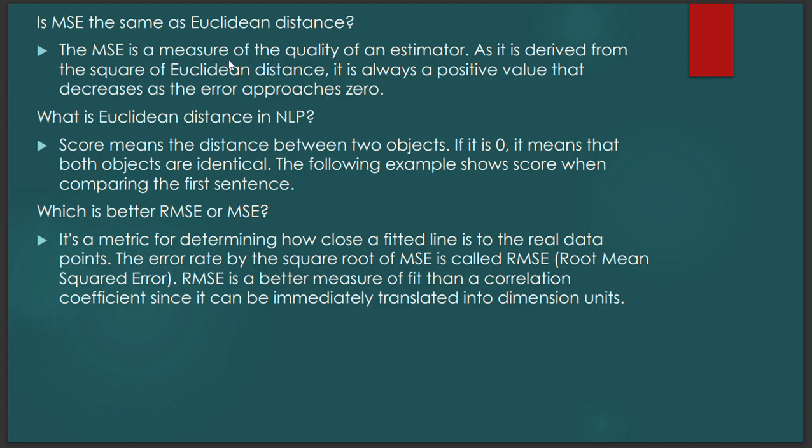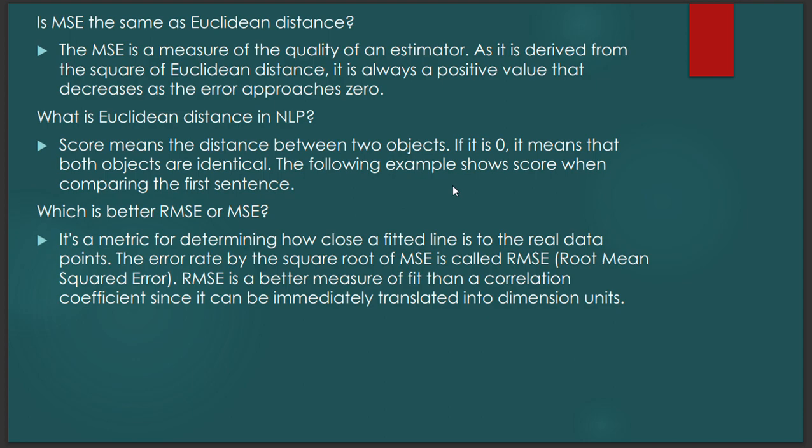Is MSE the same as Euclidean distance? The MSE is a measure of the quality of an estimator, as it is derived from the square of the Euclidean distance. It is always a positive value that decreases as the error approaches zero. What is Euclidean distance in NLP? The score means the distance between the two objects. If it is zero, it means that both objects are identical.